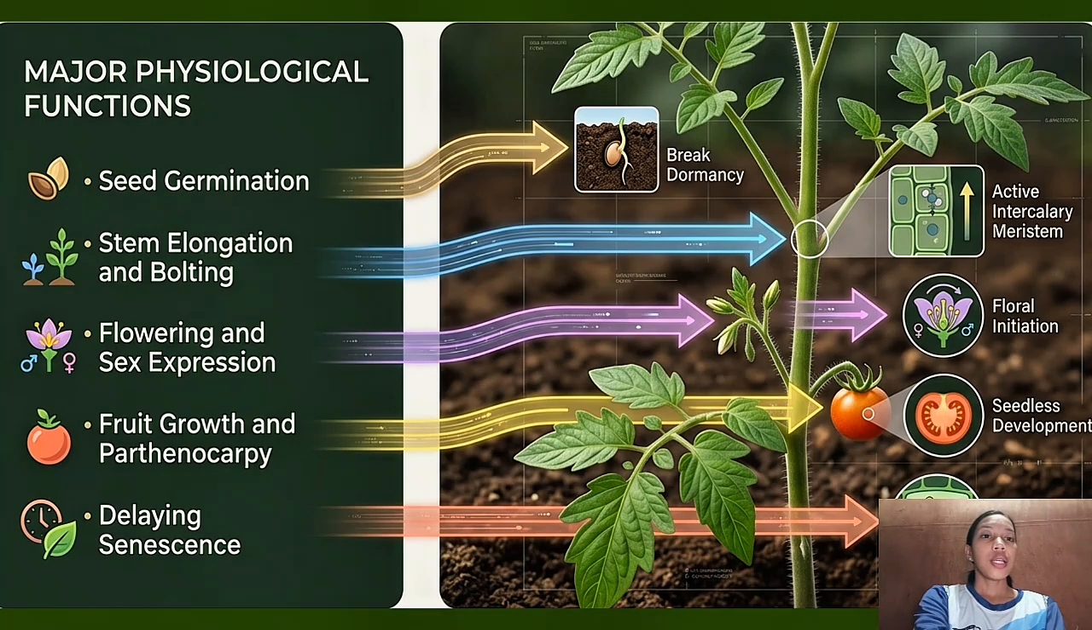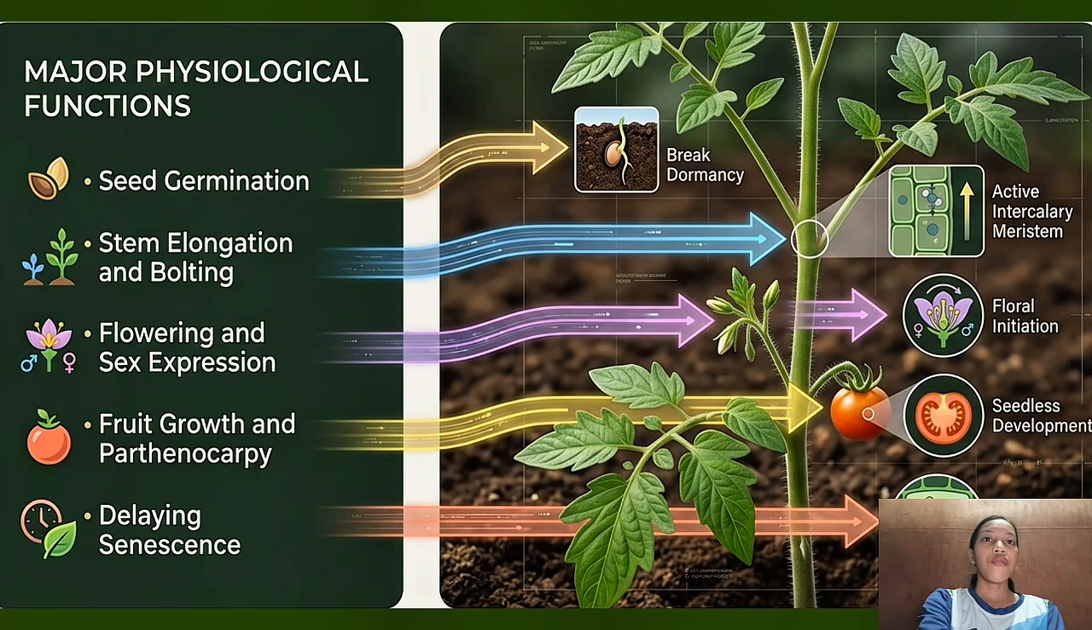The fifth one is delaying senescence. Senescence is the natural aging process of plants. Some plant hormones delay this process by keeping leaves green, maintaining chlorophyll, and allowing the plant to continue photosynthesis for a longer period. This improves crop quality and extends shelf life.